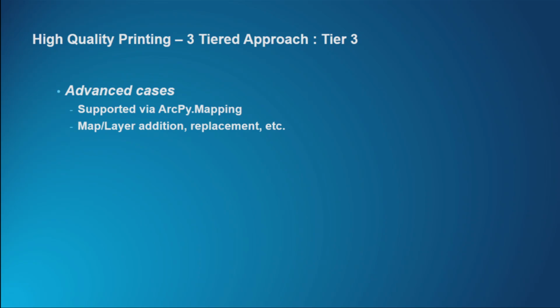And then finally, the third tier is really for advanced cases. And we do this via ArcPy mapping. And this supports map layer addition or replacement. So for those of you who want to swap out layers that may exist in a web map for local content, you can do that by implementing your own print service via ArcPy mapping.